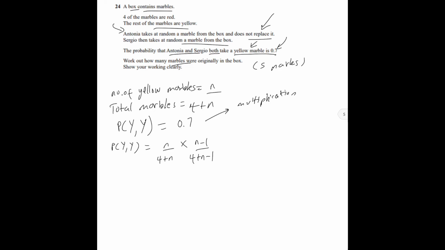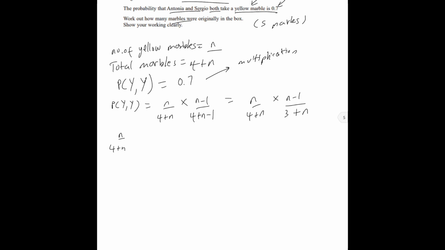We're doing minus 1 again because Antonia doesn't replace the marble back into the box. And once you simplify it, you should be getting (4 plus n) times (n minus 1) divided by (3 plus n). This is taken from 4 minus 1, that should be giving you 3 plus n. And now once you have found this out, (4 plus n) times (n minus 1) divided by (3 plus n) is equal to 0.7.